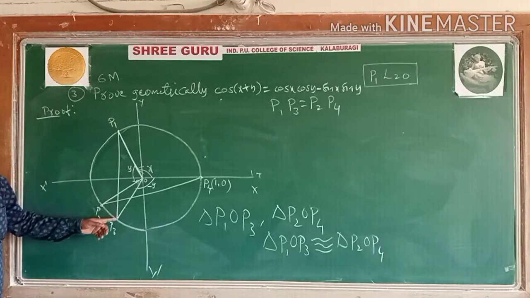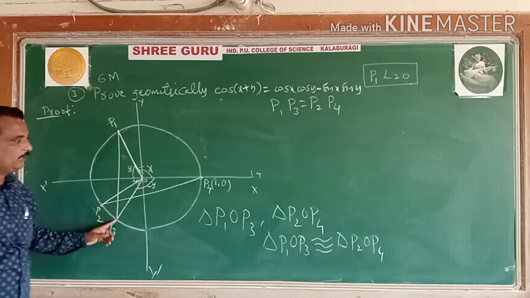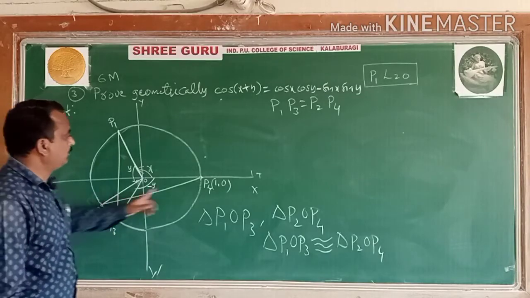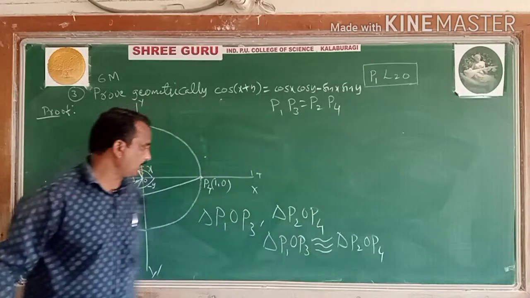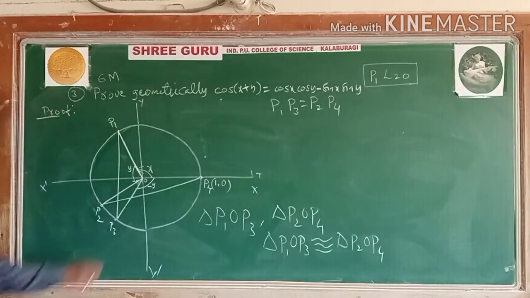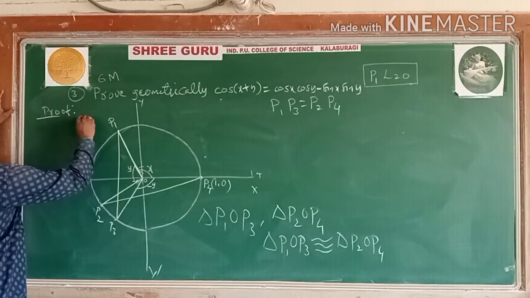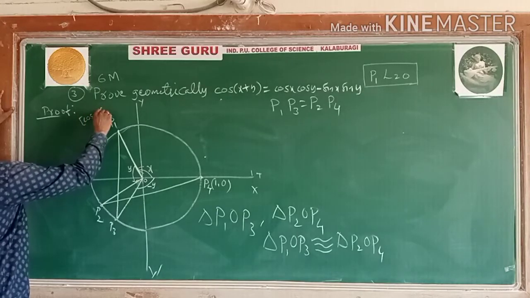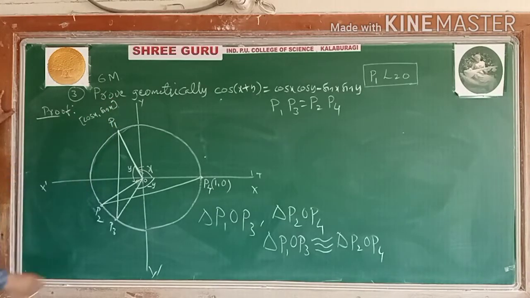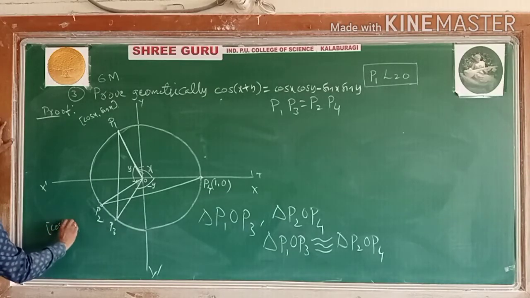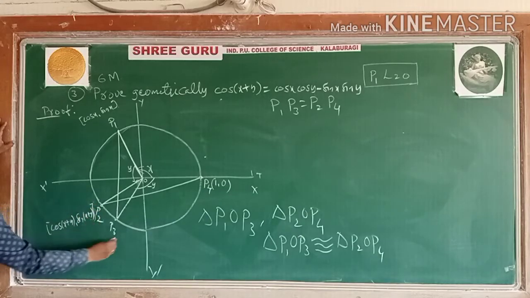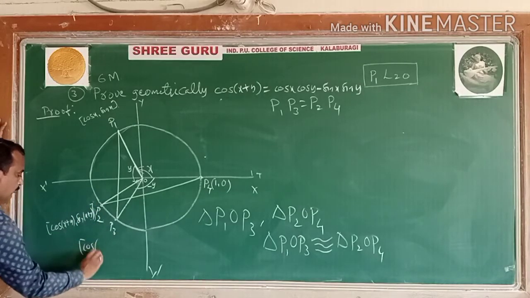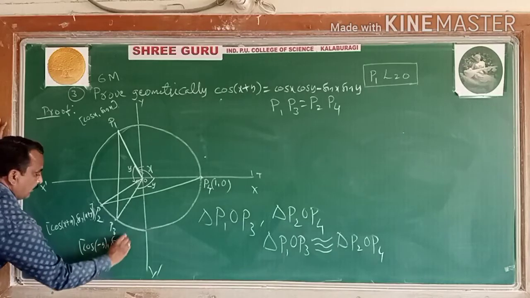P1P3, by using the distance formula, here I will calculate P1P3. By using the distance formula, I will substitute P2 and P4. I have considered this equation here. So here I will write the points. What is P1? The point is cos x comma sin x. What is the P2 point here? Cos of x plus y comma sin of x plus y. What is the point P3? Cos of minus y comma sin of minus y.